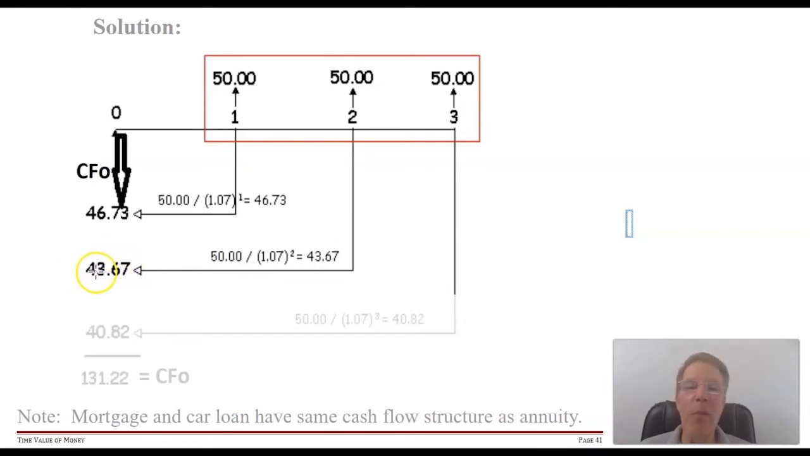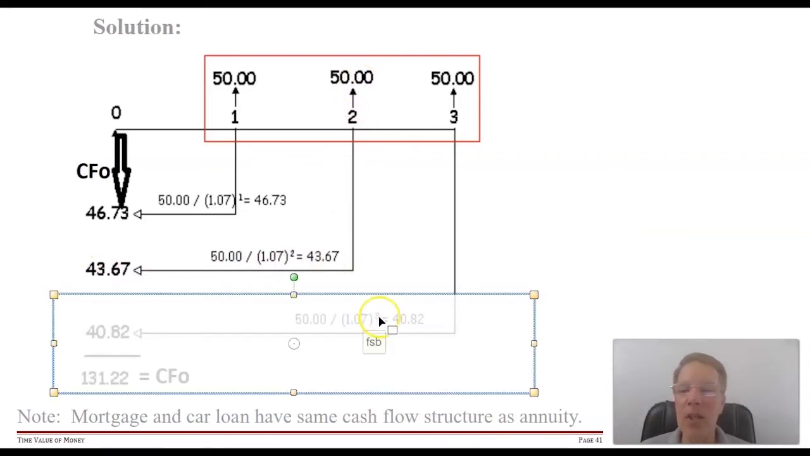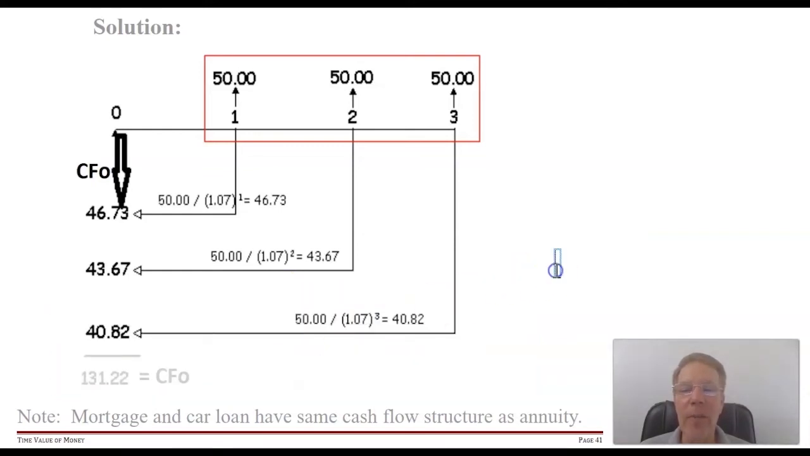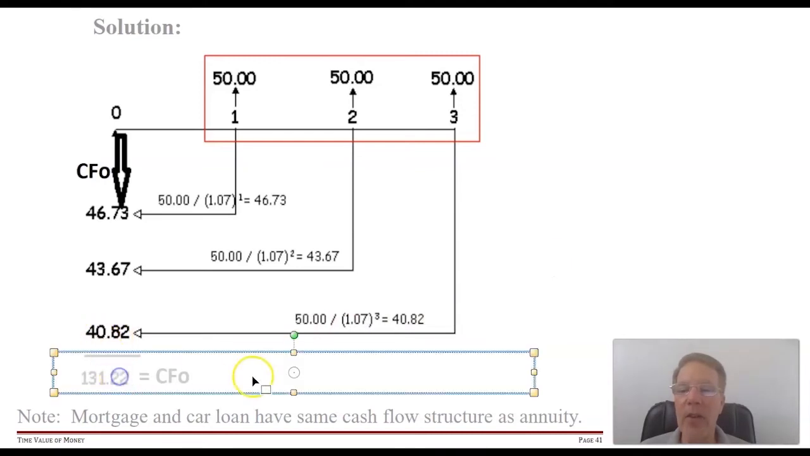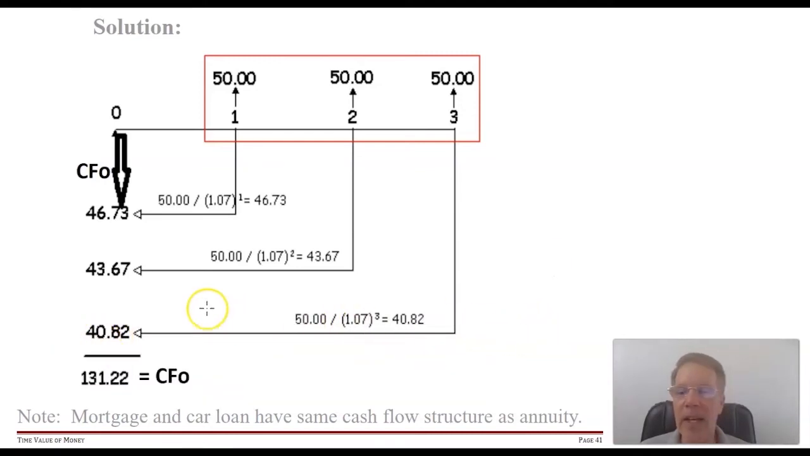And see, that 43.67 is going to grow at 7% into the 50,000 payment in 2 years. Okay, and then I take the third payment, discount it back, that's equal to 40.82, and then I add them all up, and I get my 131.22 CF0. So I add these three up, and I get my PV total, or my CF0.